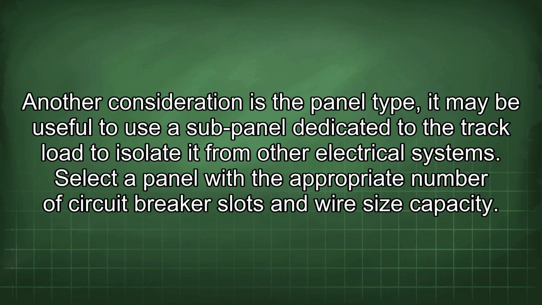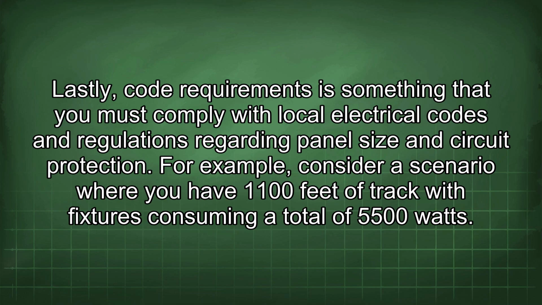Another consideration is the panel type. It may be useful to use a sub-panel dedicated to the track load to isolate it from other electrical systems. Select a panel with the appropriate number of circuit breaker slots and wire size capacity. Lastly, code requirements: you must comply with local electrical codes and regulations regarding panel size and circuit protection.